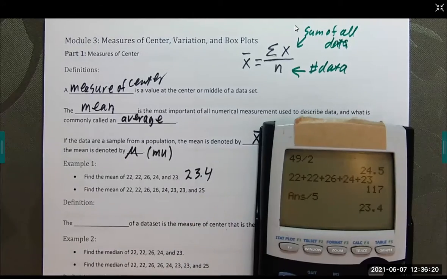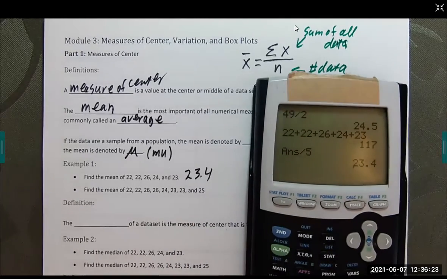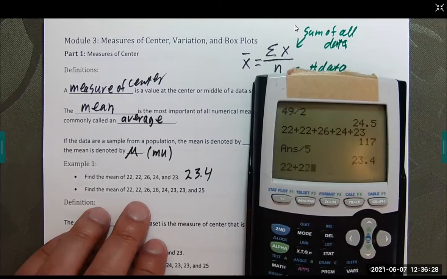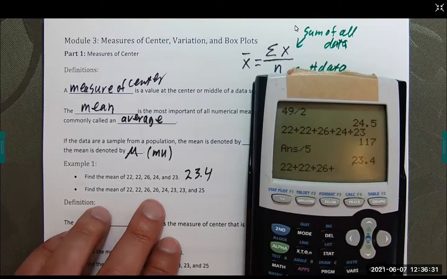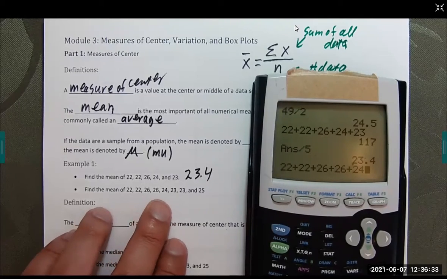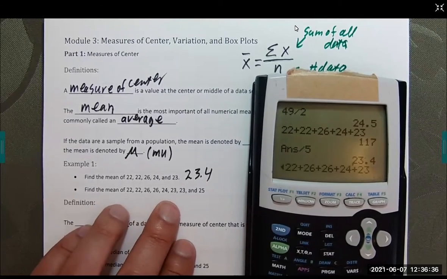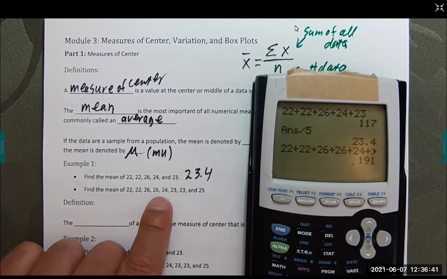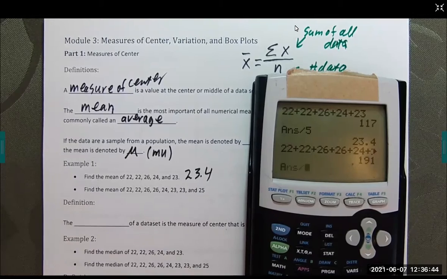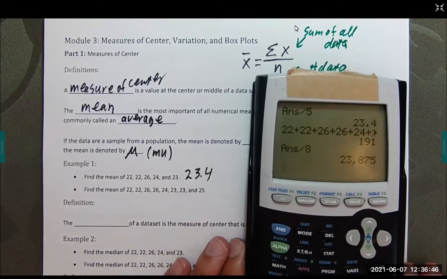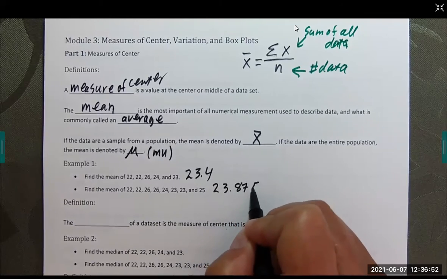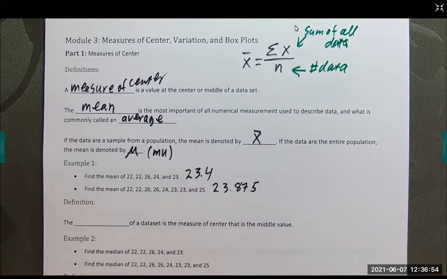You should be trying this with your calculator, not just watching me do it. If you need to pause the video, you certainly can. So 22 plus 22 plus 26 plus 26 plus 24 plus 23 plus 23 plus 25. Now I have 1, 2, 3, 4, 5, 6, 7, 8 pieces of data. 23.875. We can't really compare these two means because it's two different sets of data.